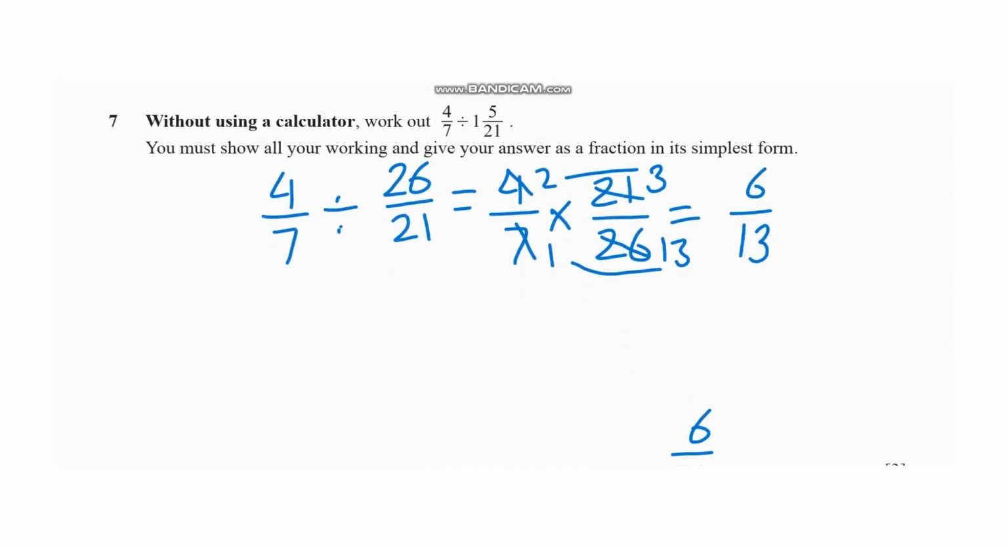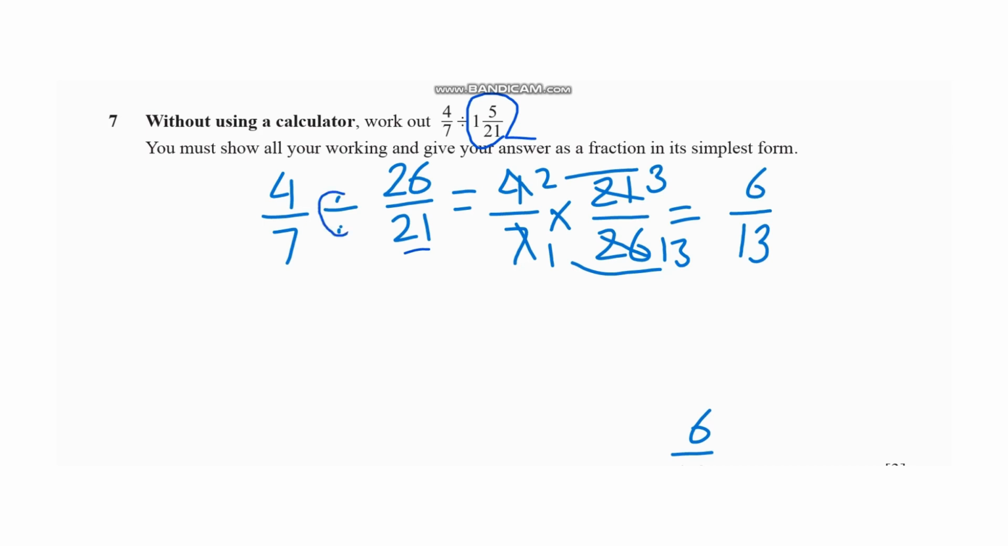Question 7 states: without using the calculator, work out 4 over 7 divided by 1 and 5 over 21. You must show all of your working and give your answer as a fraction in its simplest form. First we will convert this mixed fraction into a normal fraction. 21 will be at the base as the same, but 21 multiplied by 1 is 21, plus 5, that will be 26. So the answer is 26 over 21.